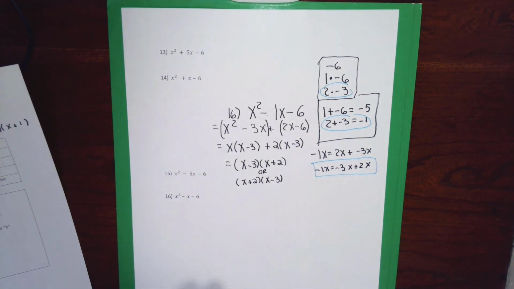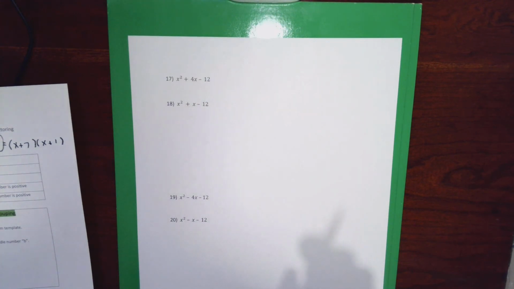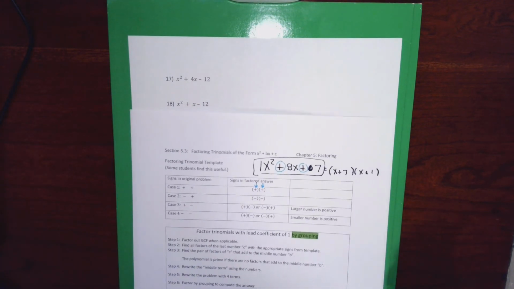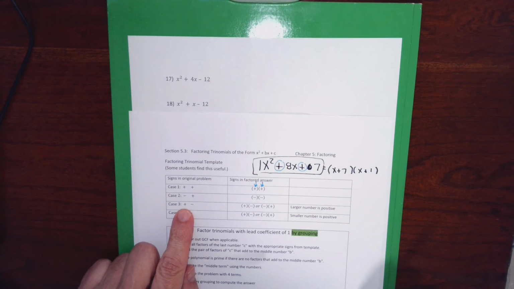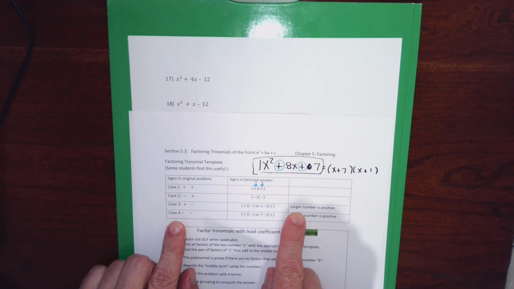And if you know a strategy already to make this less painful, I'm not married to this strategy. Let's do 17 together because it has the new signs. 17, the signs are plus first and minus second. I still need a plus and minus when I'm rewriting, but the larger number needs to be positive.